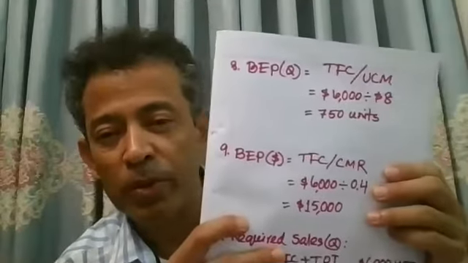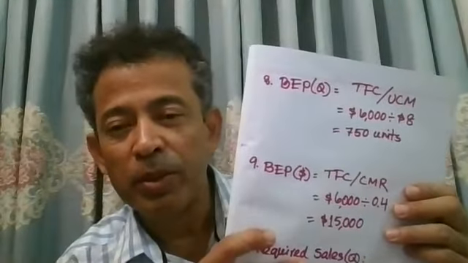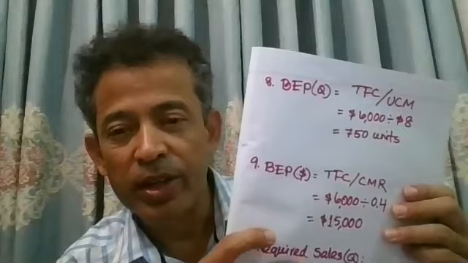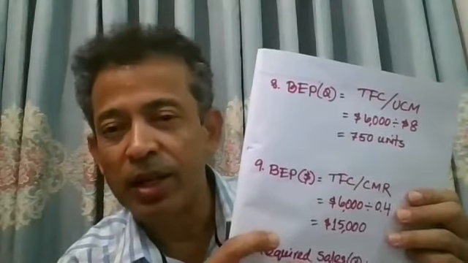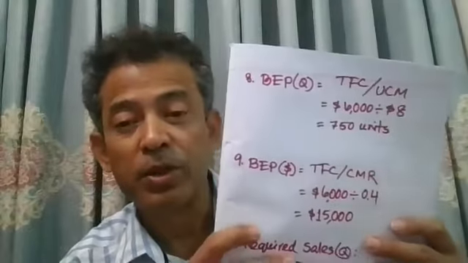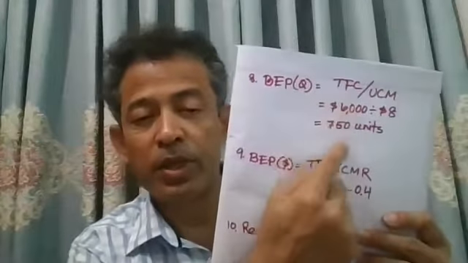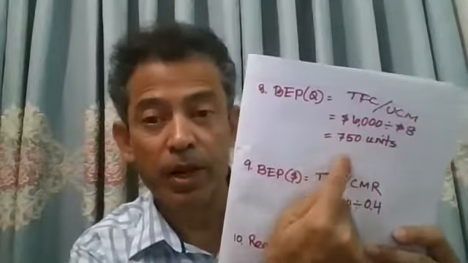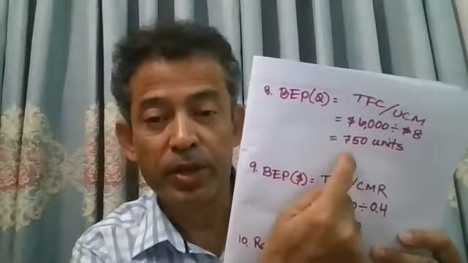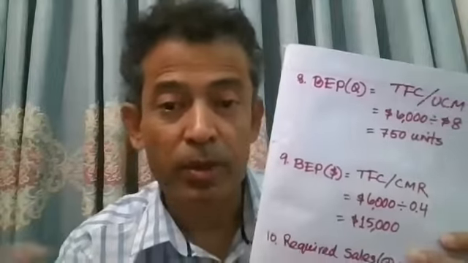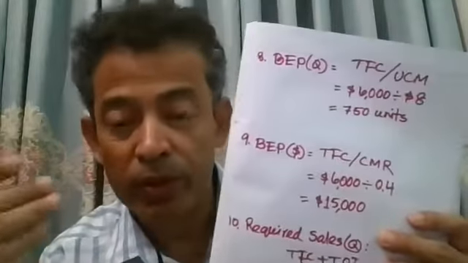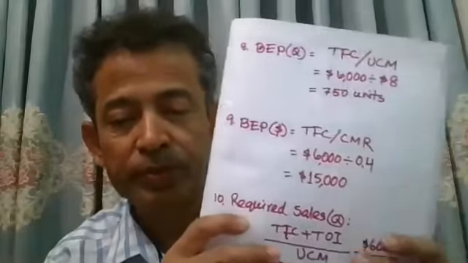We used our proper formula, because break-even point in dollars is TFC by CMR. Our CMR was 0.4. So TFC was 6,000, and 6,000 by 0.4 is actually $15,000. But it would be the same if you multiplied it by the unit selling price. 750 units breaks you even. So multiplied by $20, that amount of 15,000 would break you even too.